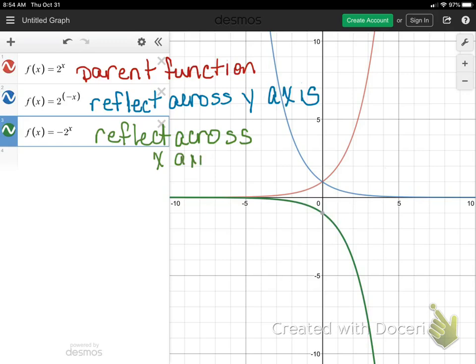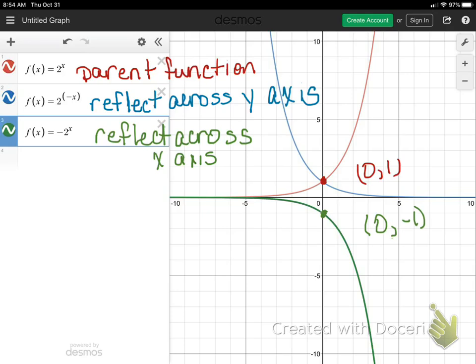Okay. I reflect across the x-axis. Now, I want you to look at this point right here. That's my parent function point. And then I want you to look at this point right here. My parent function's point of 0, positive 1, what did it become? 0, negative 1. It became 0, negative 1.